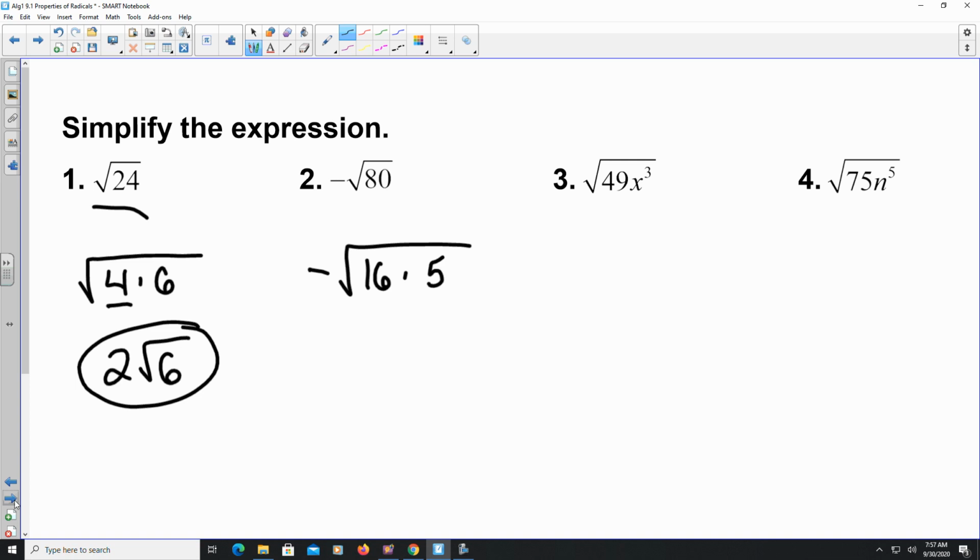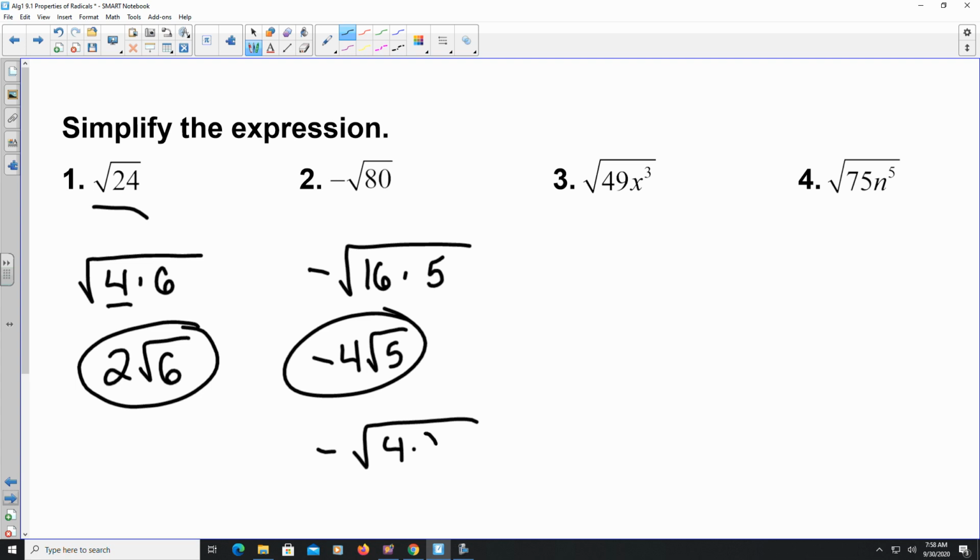All right, actually what I'll do is this. Let's do this one first and then we'll go back to the other choice. 16 times 5 gives me 80, but square root of 16 is 4. I got this negative, so I got negative 4 times the square root of 5. That's my answer. But some of you guys may realize that, oh, I have 4 times 20.